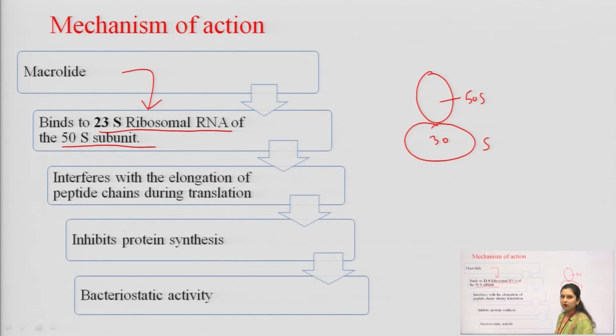So, in the ribosome of bacteria we see that there are 2 parts, 50S and 30S. Again there is a part of 23S in 50S. So, here we see that the macrolides bind to the 23S ribosomal part of the 50S subunit, and it interferes with the elongation of the peptide chain which is responsible for the growth of microorganisms.